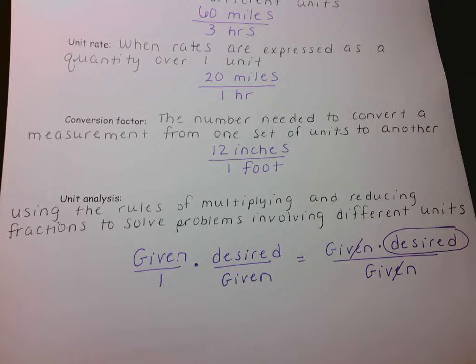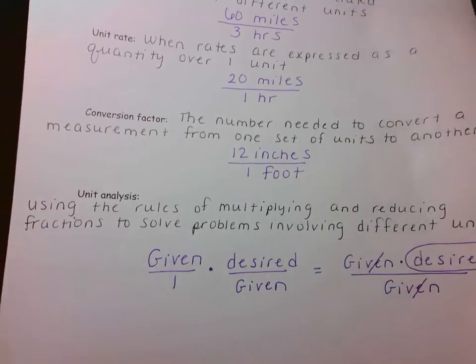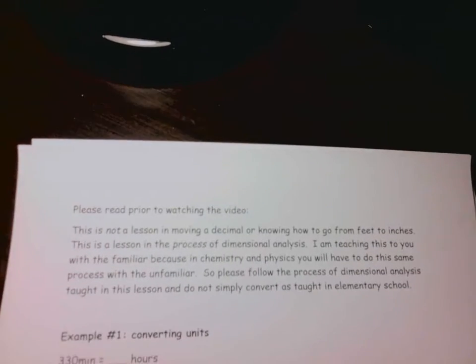I take my given units over 1 times my desired units over my given units, and I multiply them straight across. And when I do so, my given units cancel out and I'm left with my desired units. So when they're set up like this, my given units cross cancel and I'm left with my desired units. And that's the key. That's what we're trying to do. So let me show you an example of what I mean by this given over 1 times desired over given.